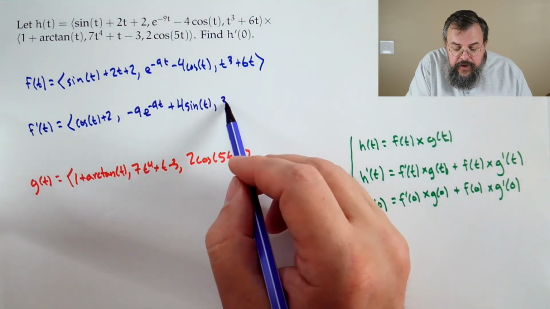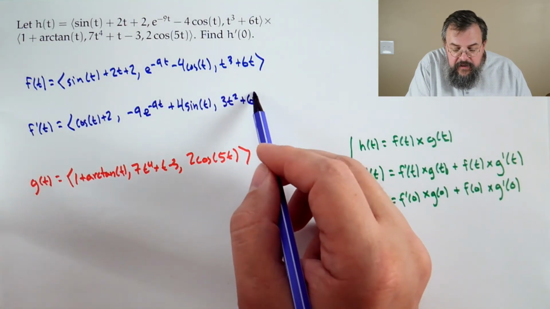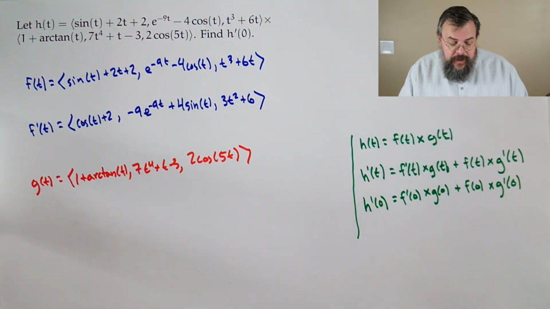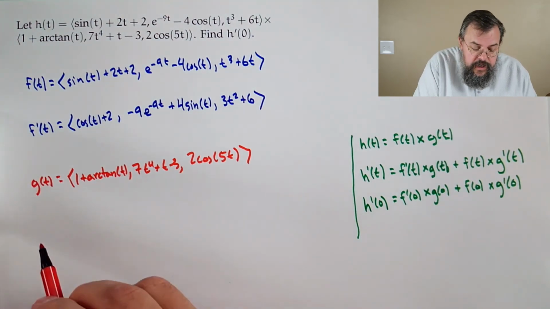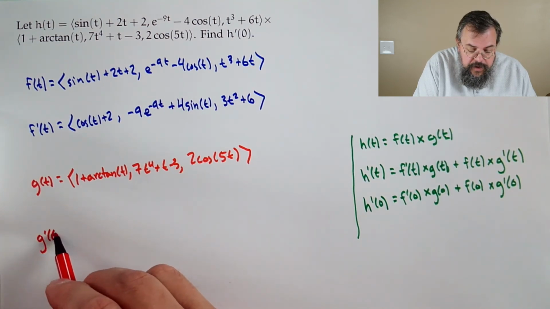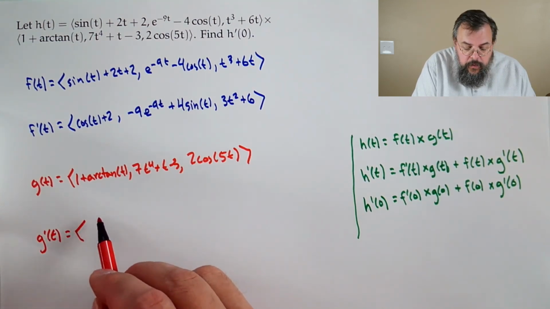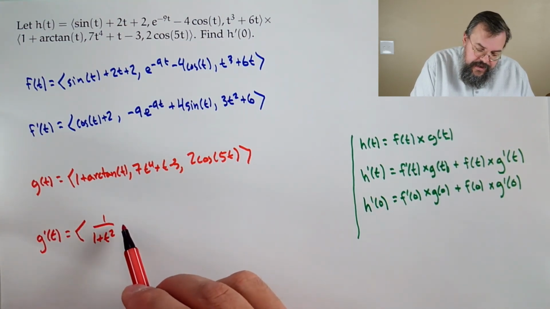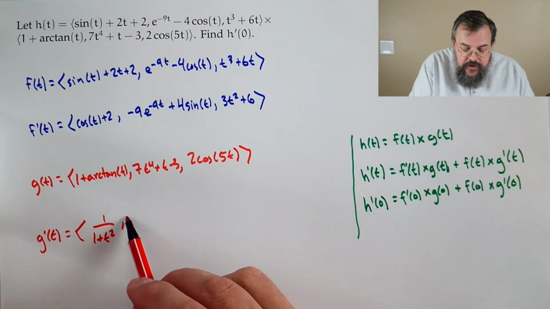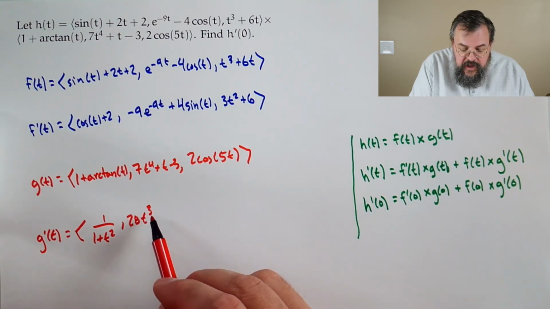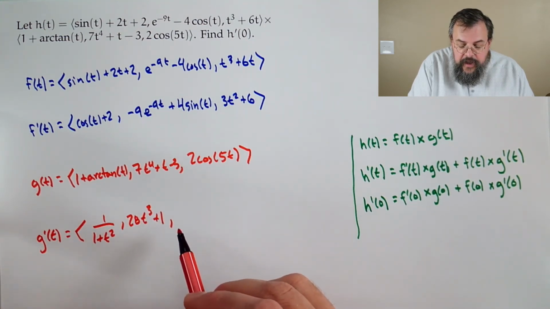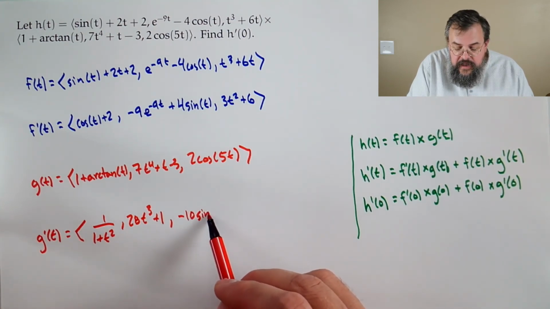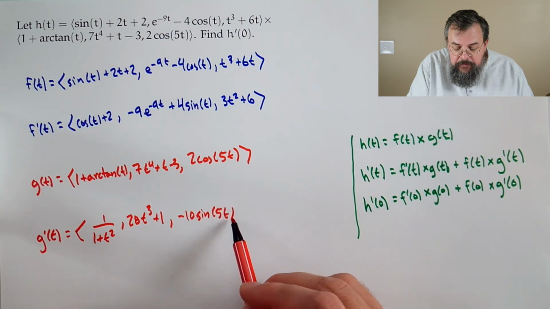And then we'll have 3t squared plus 6. Okay, that's the derivative for f. What's the derivative for g? Well, g prime is 1 over 1 plus t squared. Arc tangent. What a beautiful thing. Then 28t cubed plus 1. And finally, it'll be minus 10 sine 5t.